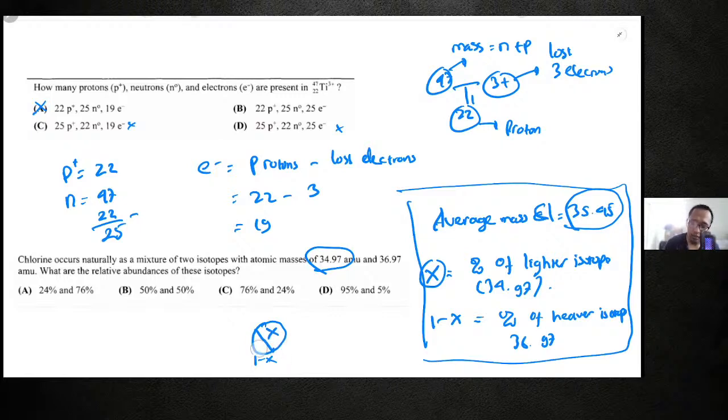So like I mentioned in this concept, in this illustration. All right, so let's estimate by logic. 35.45 is much closer to 34.97, right? So compared to 36.97, the lighter isotope must be more abundant. So this one is using logic, but actually it has a calculation.